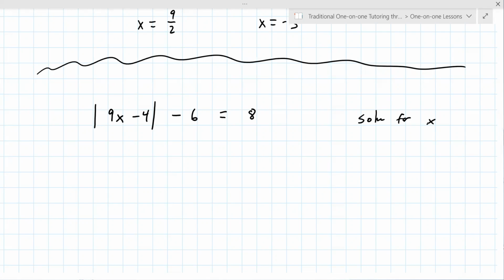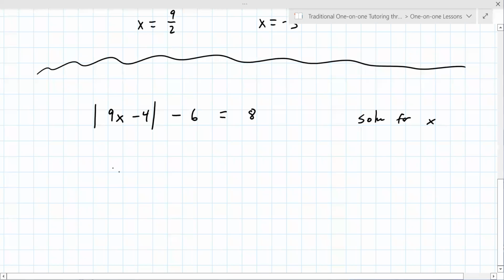X equals 2 and x equals 10 ninths. So the 2, I'll just check here. 18 minus 4 is 14. Yeah, that works. Then 10 ninths. 9 minus 4, 5.